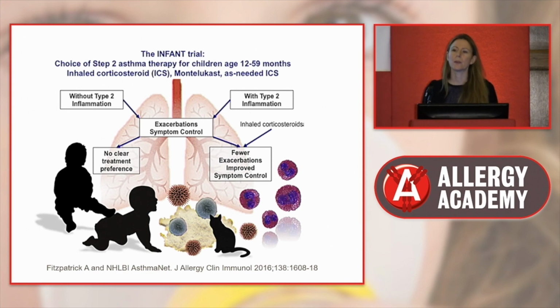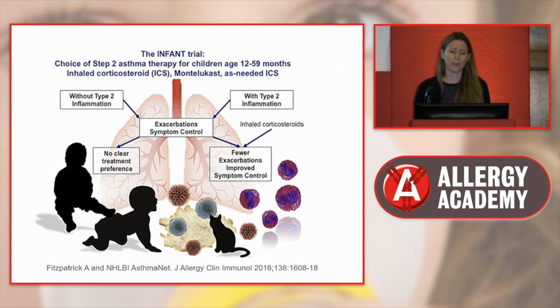some form of treatment for wheezing or step 2 asthma therapy, but were under the age of school entry in the US, that is, at 5, so from 1 year up until 4 years of age. And they looked at the benefit of using inhaled corticosteroids regularly, montelukast, or an as-needed inhaled corticosteroid. And they looked to see which of these effects was most beneficial.